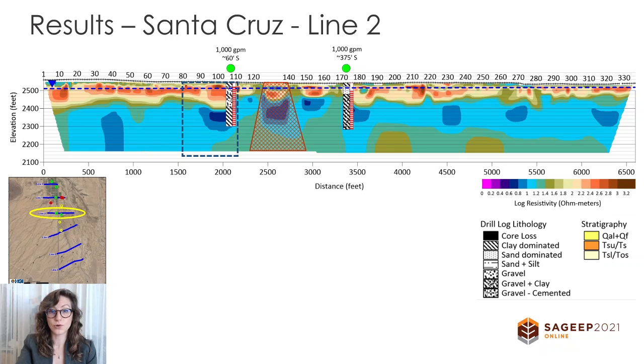It also correlates with a well located 60 feet south of the line, which produces at 1,000 gallons per minute. A similar decreased resistive thickness appears to correlate with a second high production well located 375 feet south of the line. While the conductive zone may correspond to better water production in this zone, the lithology from the drill logs does not provide a direct comparison of gravels and clays to resistive or conductive values.